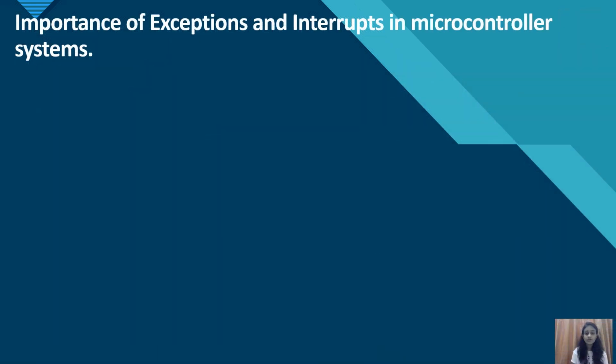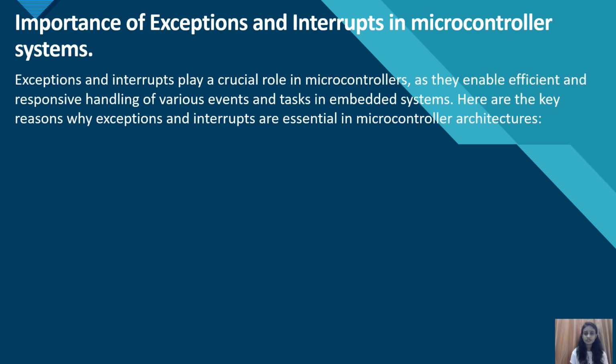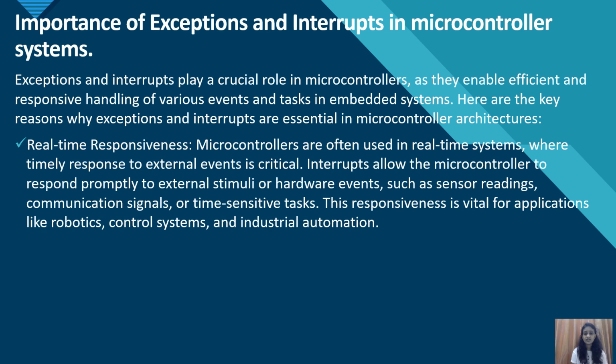So let us know the importance of exception and interrupts in microcontroller systems. Exception and interrupts play a very crucial role in microcontrollers, because they enable efficient, responsive handling of various events and tasks in embedded systems. Here you can see some key reasons why exceptions and interrupts are essential in microcontroller architecture. The first one is real-time responsiveness. Interrupts allow the microcontroller to respond promptly to external devices and stimuli from the external environment, such as sensor readings, communication signals, or time-sensitive tasks.